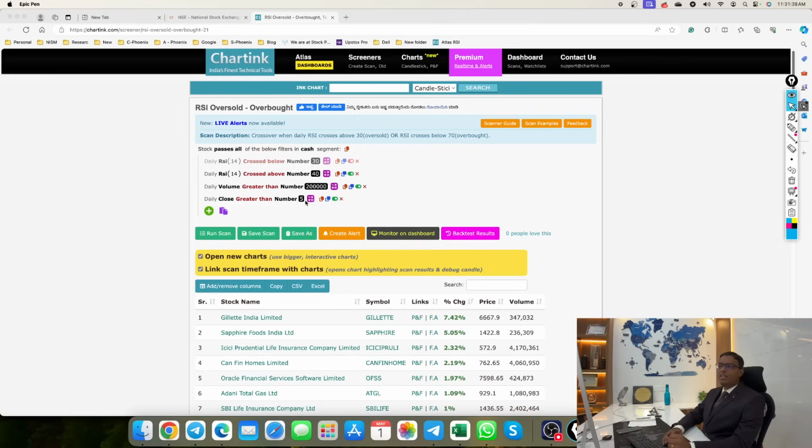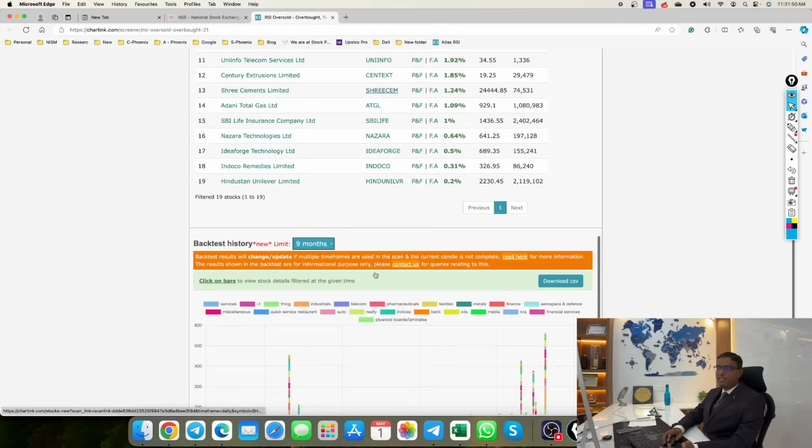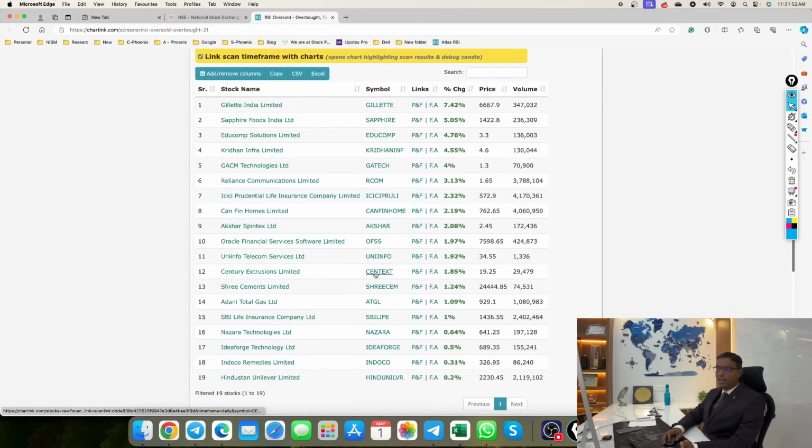Okay, and stock is closing above 5 rupees. I don't want to go for a penny stock, so this is the only simple criteria. If you don't want all those things, you can switch off all those things also. Have only one scan, RSI crossing 40. Work is done. These are the stocks crossing RSI 40.